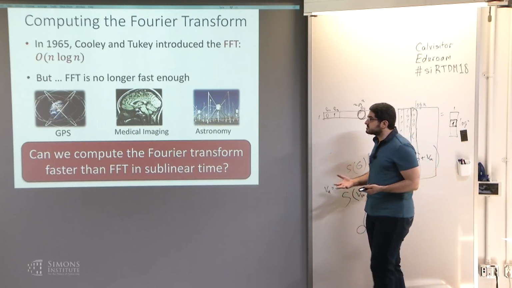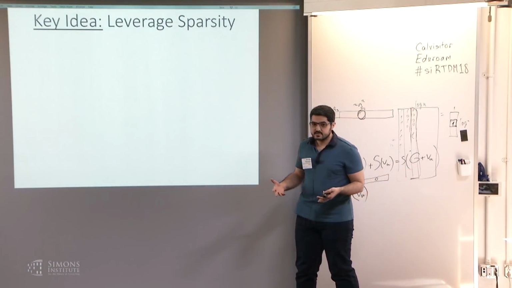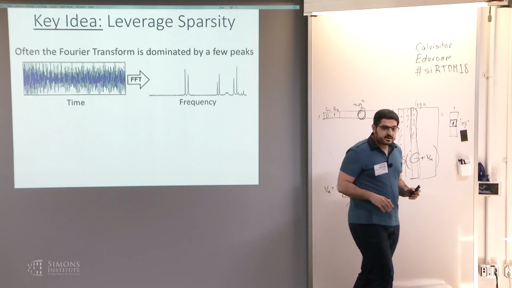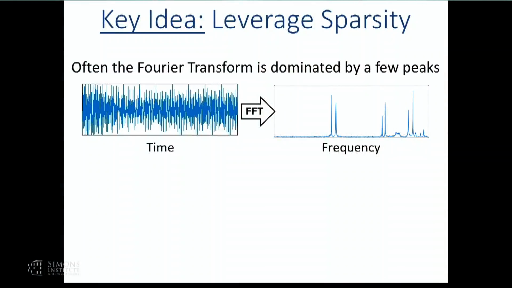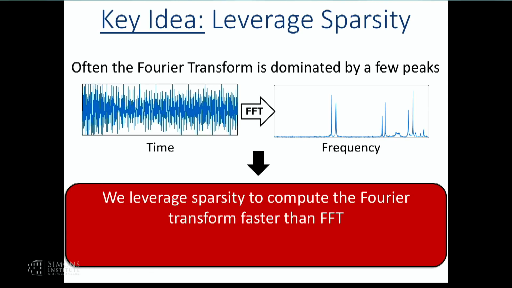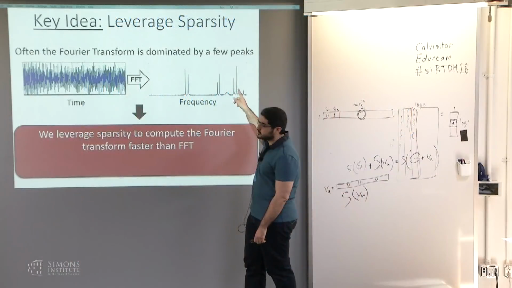The idea to do this is to leverage sparsity. Let me tell you what we mean by that. It is often the case that the output of a Fourier transform is very sparse, which means that most of the coefficients are negligible, and only a few spikes have all the energy. This is exactly the property we are going to leverage to compute the Fourier transform faster than FFT. At a high level, the intuition is very simple. There's no point spending time computing coefficients that are just negligible or noise. All we have to do is find these peaks and compute their values.